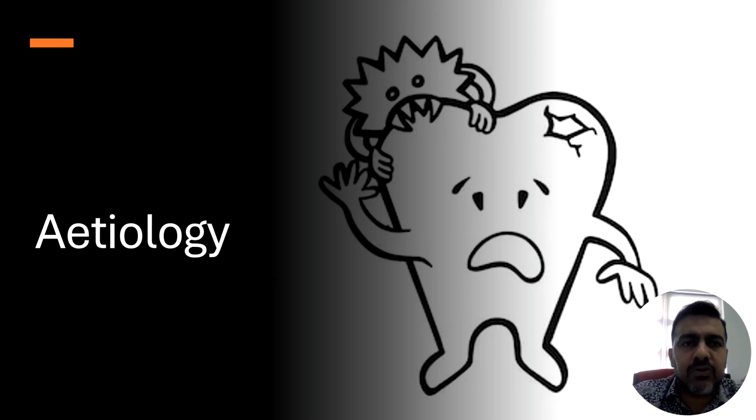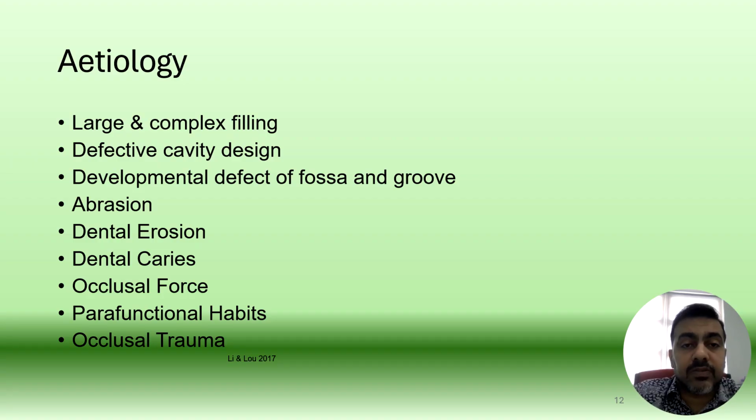In this section, we will discuss the possible causes of cracks. The etiology of cracks mainly includes large and complex fillings, defective cavity designs, developmental defects of fossa and groove, abrasion, dental erosion, caries, excessive occlusal forces, and parafunctional habits such as bruxism and occlusal trauma. The clinical symptoms of the teeth are usually related to the depth and direction of the cracks. Nevertheless, the diagnosis, treatment, and prognosis of affected teeth have always been a challenge for clinicians.